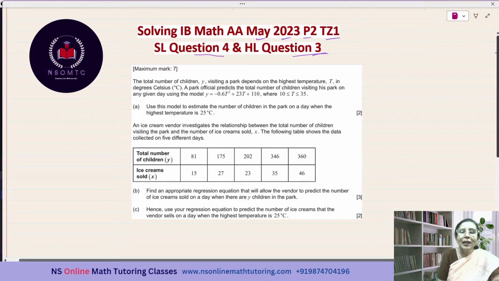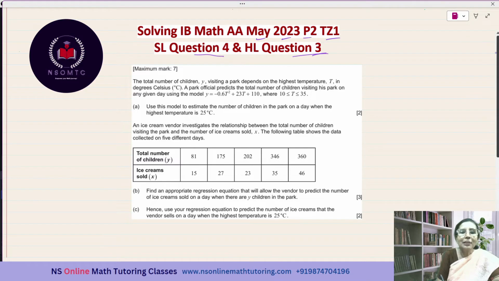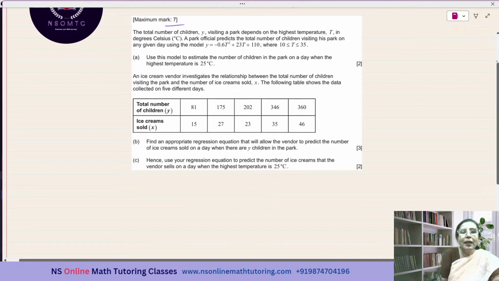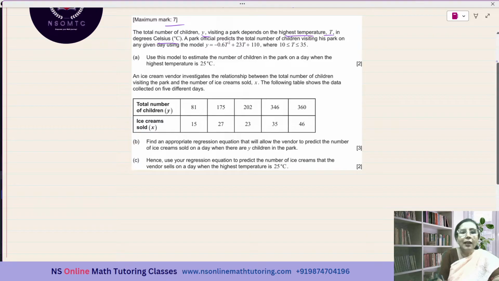So without any further delay, let us start answering this question. The maximum mark is 7. It says the total number of children Y visiting a park depends on the highest temperature T in degrees Celsius. A park official predicts the total number of children visiting his park on any given day using the model y equals negative 0.6 t squared plus 23t plus 110, where t is greater than or equal to 10 degrees Celsius but less than or equal to 35 degrees Celsius.